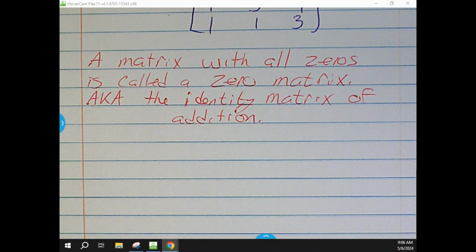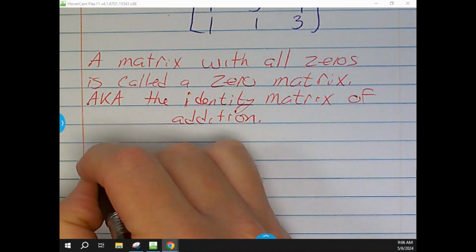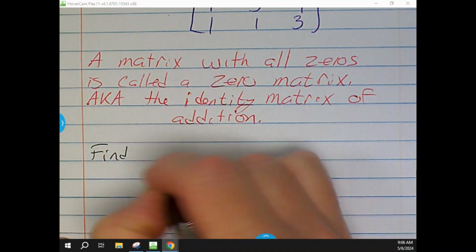If you've got a zero matrix and you add all zeros to something, you get the same thing back. So that's the identity matrix of addition, just like the identity property of addition, only with matrices. If they throw that out there, just realize it's a zero matrix. Now they start tying in a few other things, still solving but in a different way. They may ask you to find some unknown values.